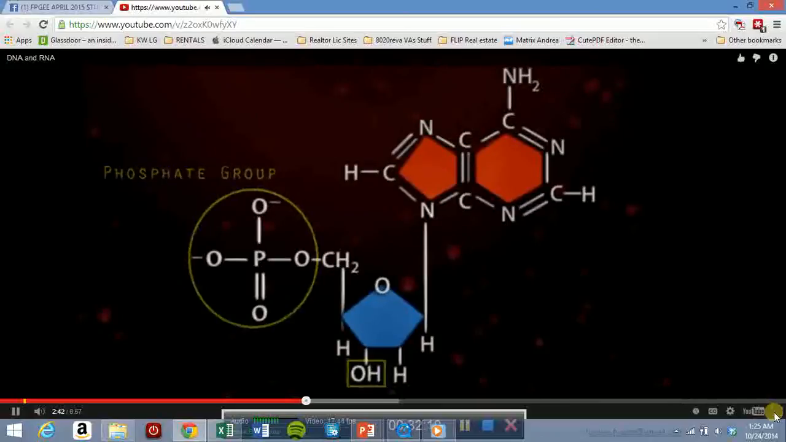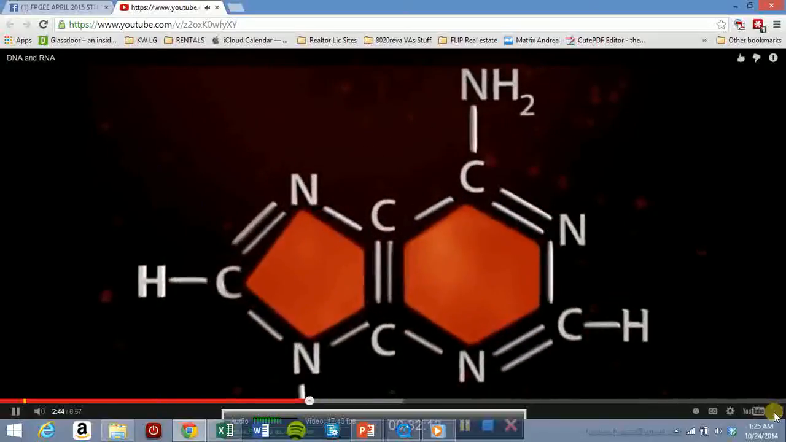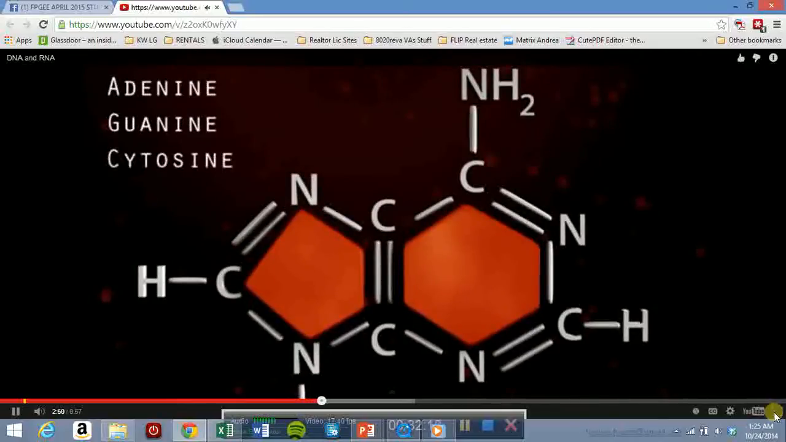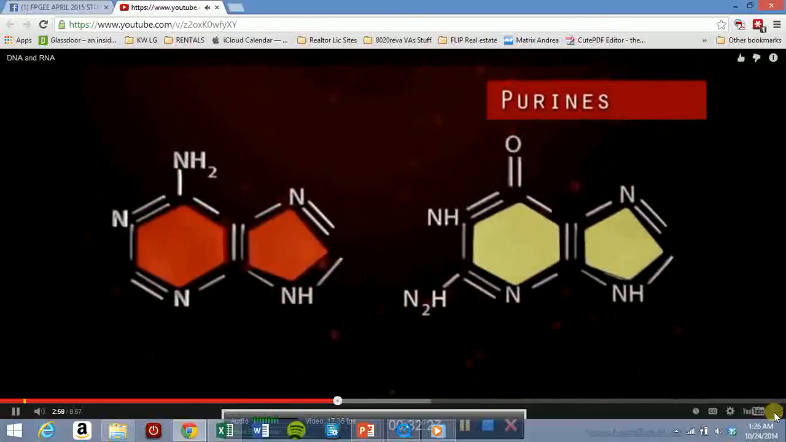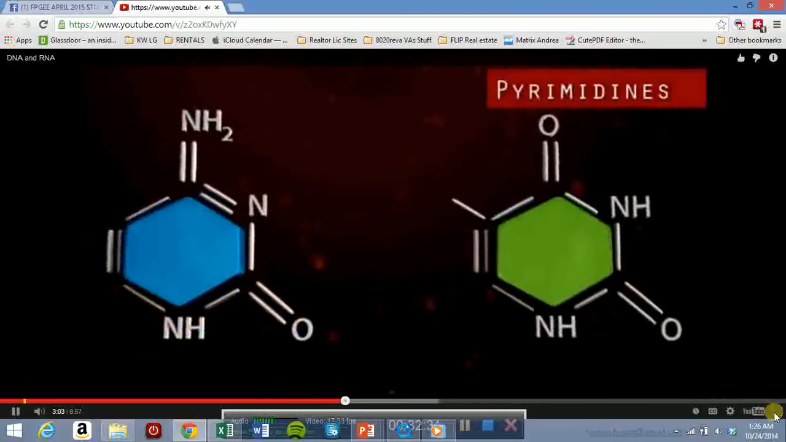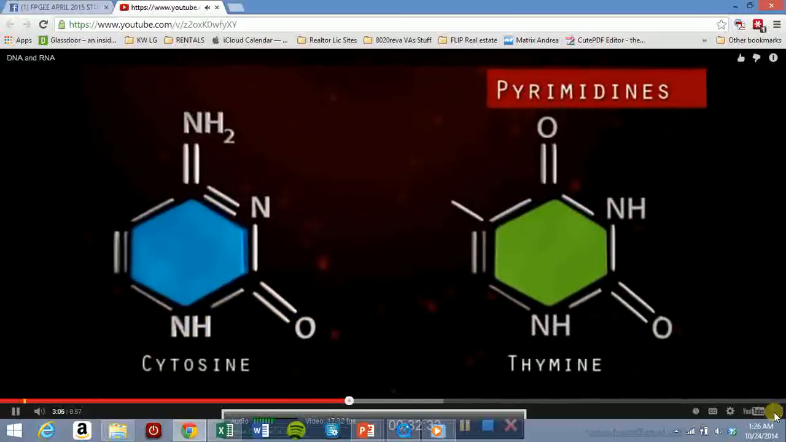The nitrogen base, shown in orange, is on carbon number 1. There are 4 nitrogen bases in DNA. They are adenine, guanine, cytosine, and thymine. Those 4 nitrogen bases are actually divided into 2 different classes. The purines have double rings and are made up of adenine and guanine. The pyrimidines have a single ring and are made up of thymine and cytosine.